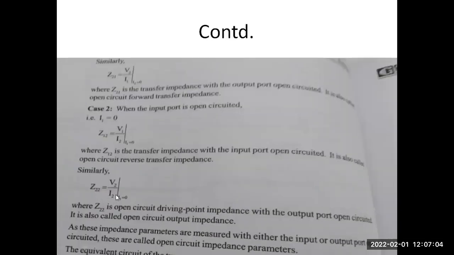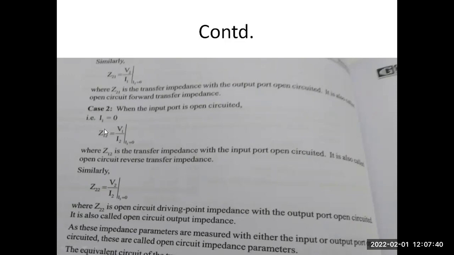Similarly, Z22 we calculate when your I1 equal to 0. So this is equal to V2 by I2. Z22 is known as the open circuit driving point output impedance, where the input port is open circuited. Here you see it is wrongly written. I1 equal to 0 means there is no current on the input side, so the input port is open circuited. So please correct this thing: this will not be output port, this will be input port.